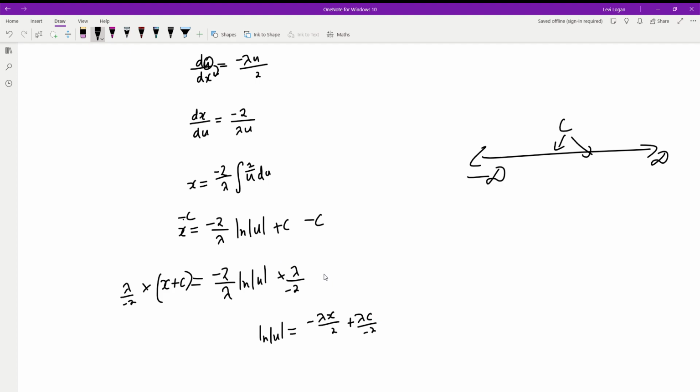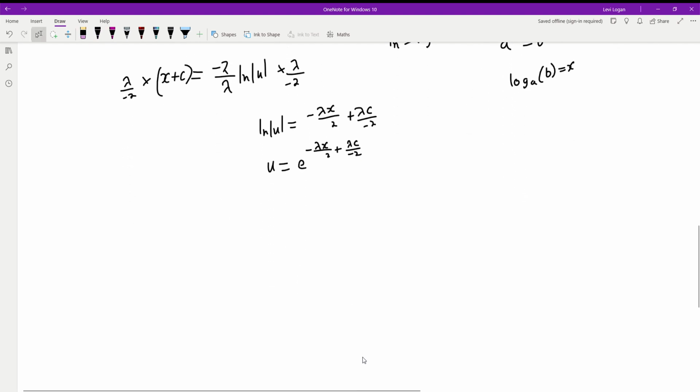So what can we do here? Now we can recall that if we have a to the x is equal to b, we can rearrange this and have log base a of b is equal to x. So doing that down here, we know that the natural log is just log to the base e, and e is 2.71, it's just some number. So we'll have u is equal to e to the power of negative lambda x over 2 plus lambda c over -2. Now we can make this a bit better.